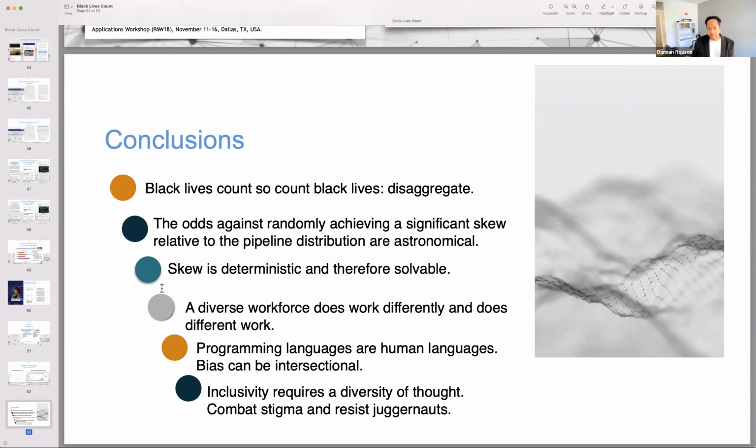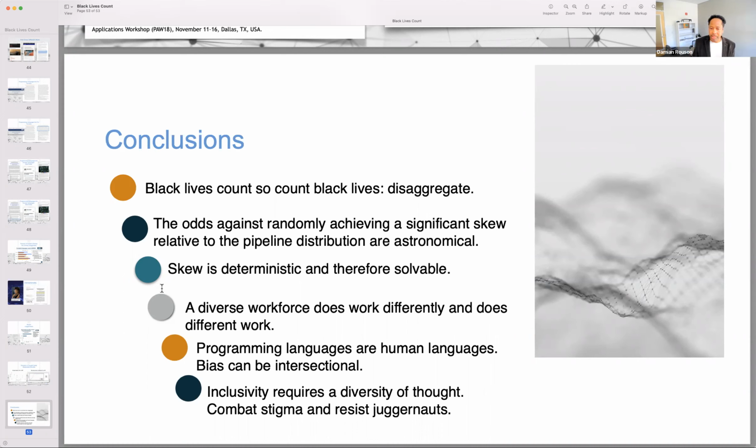The odds of randomly achieving a significant skew from what the distribution is in the pipeline, the odds against that are astronomical, especially the further you get from the distribution in the pipeline. It doesn't happen by chance. If it doesn't happen by chance, if it doesn't happen randomly, it's deterministic. Once we admit that, every problem is an opportunity. The great thing about it being deterministic is that it's solvable. There are things we can do, and let's push on organizations to do them.